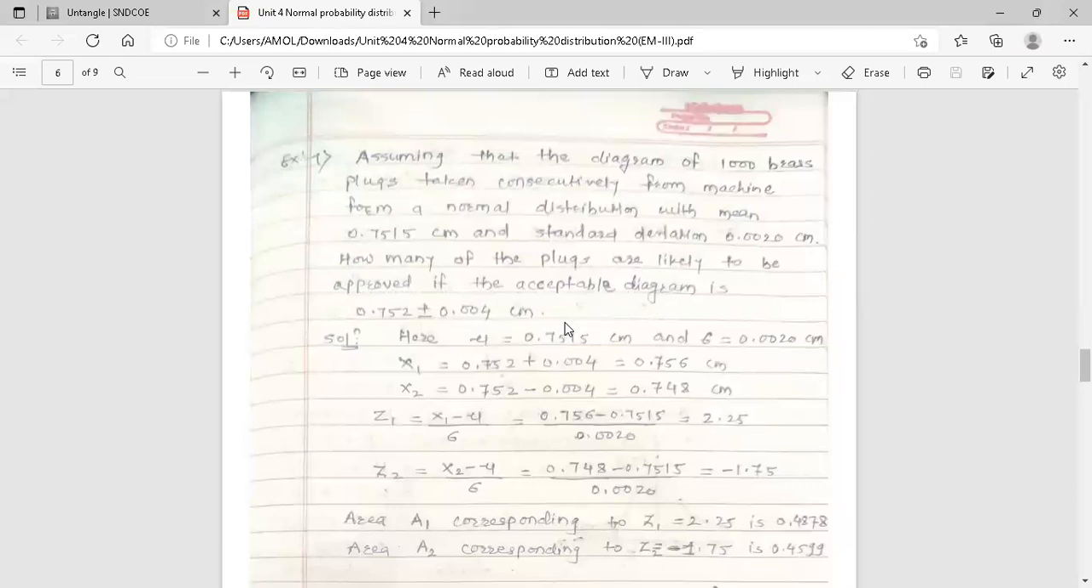What is the example? Assuming that the diameter of 1000 brass plugs taken consecutively from a machine forms a normal distribution. Means it is clear here that it is an example of normal distribution, with mean mu equal to 0.7515 centimeter and standard deviation given as 0.0020 centimeters. So write this down in the solution. Now, how many of the plugs are likely to be approved if the acceptable diameter is 0.752 plus minus 0.004 centimeter?